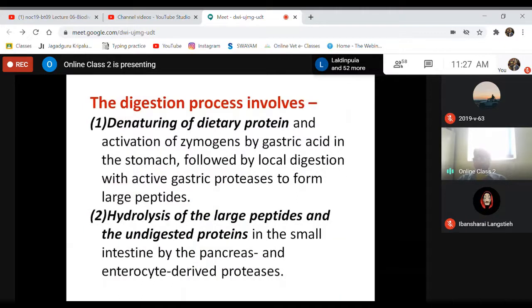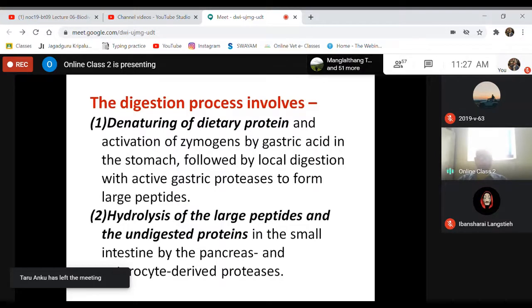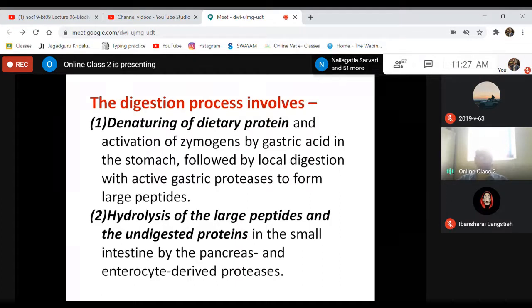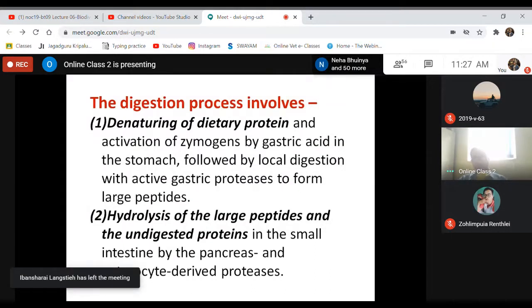The digestion process of protein in non-ruminants involves denaturation of the dietary protein and activation of zymogens. Zymogens means enzymes that will be secreted in the stomach, but those enzymes will not be in active form. So they will be zymogens. They should be activated, and it will be done by the hydrochloric acid, which will be secreted in the stomach. So they should be activated first.